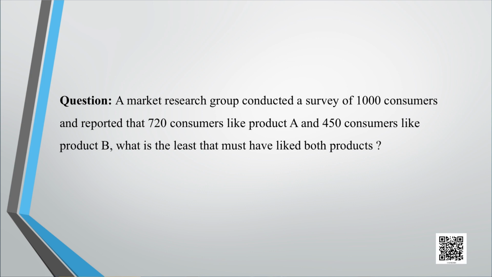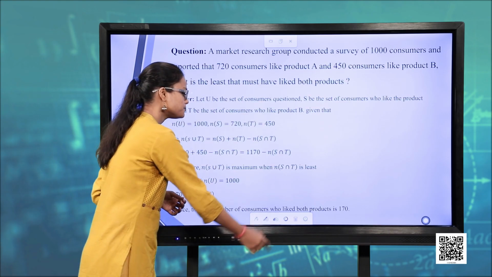It states, a market research group conducted a survey of 1000 consumers and reported that 720 consumers like product A, 450 consumers like product B. What is the least that must have liked both products? Okay? Least which have liked both products. So, what is the minimum number of liked products we have to know? Let us see the answer.